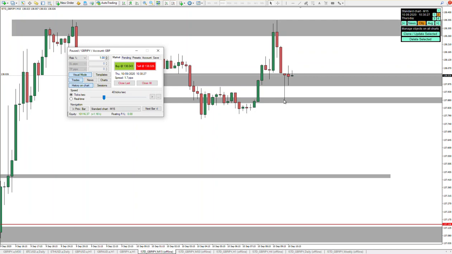But at the other end, this support is tested. Yep. That support is tested and rejected firmly. Let's see if the low of this candle is respected, which is not. That does not help to get in a buy trade.